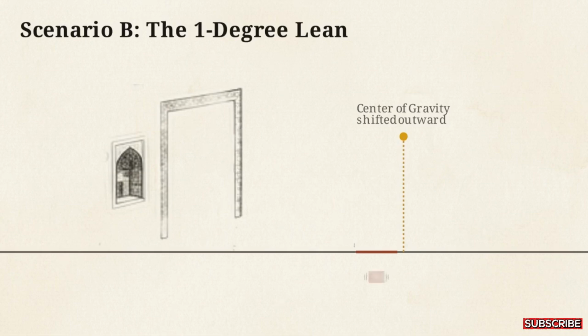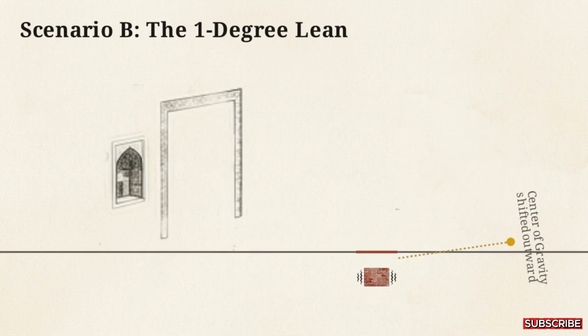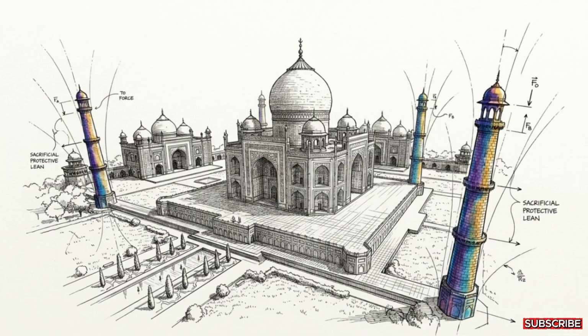By leaning the towers 1 degree away from the mausoleum, the architects shifted the center of gravity toward the outside of the platform. In the event of structural failure, the tower is forced to pivot outward. The stone falls into the surrounding courtyard, leaving the dome and the tombs beneath it intact. These minarets are sacrificial structures, precisely angled to ensure that the central dome survives a catastrophic event.